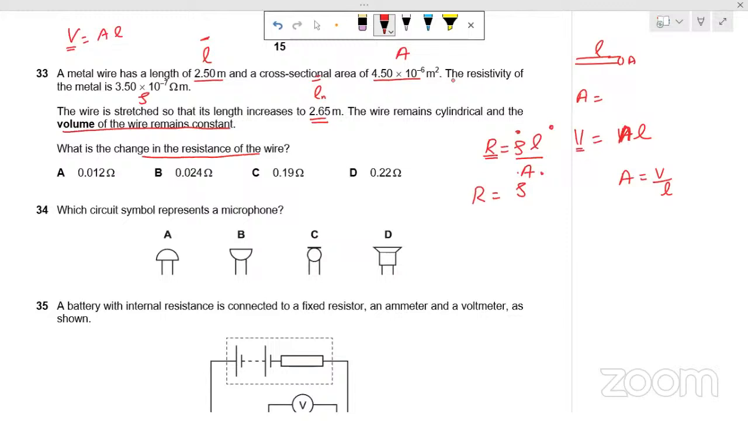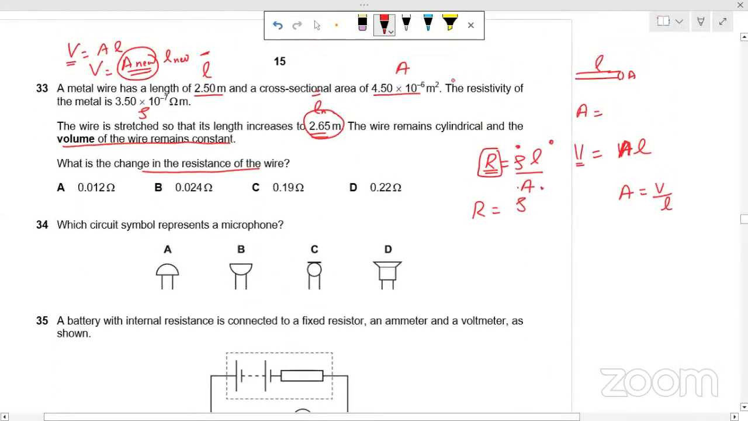Okay. Then keeping the volume same, we will have to find the new area. We are given new length, so we can find volume is same, area new, length new. So we can find new area. So using that new area, we will find new resistance and we will find the difference of these two resistors to find the change in resistance. I hope you got my points.